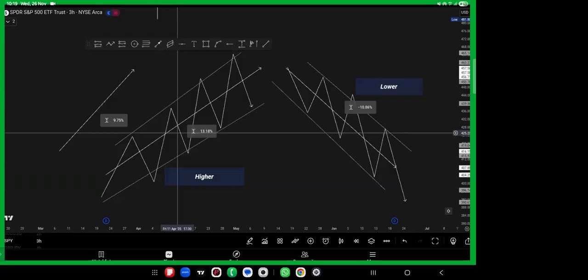Take for instance, you want to see higher high, higher low. That's sequence number one. You want to see another sequence forming again: the same thing, higher high, higher low, again and again. That's what we mean by sequence.